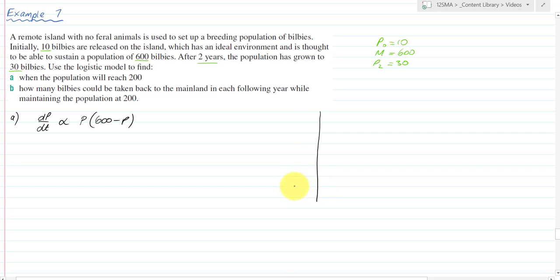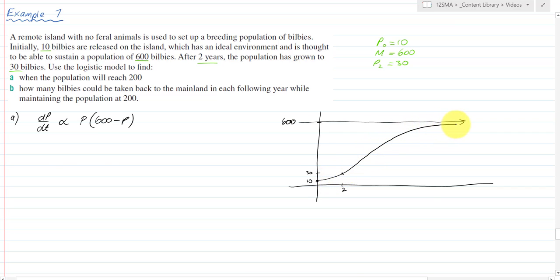Graphically, my solution is going to look like this. I start down here at 10, and at 2 years I'm up to 30. My scale's bad, but that's fine. And I get to a maximum population here of 600. So my model looks like this. It'll build, but then it will flatten out at 600.